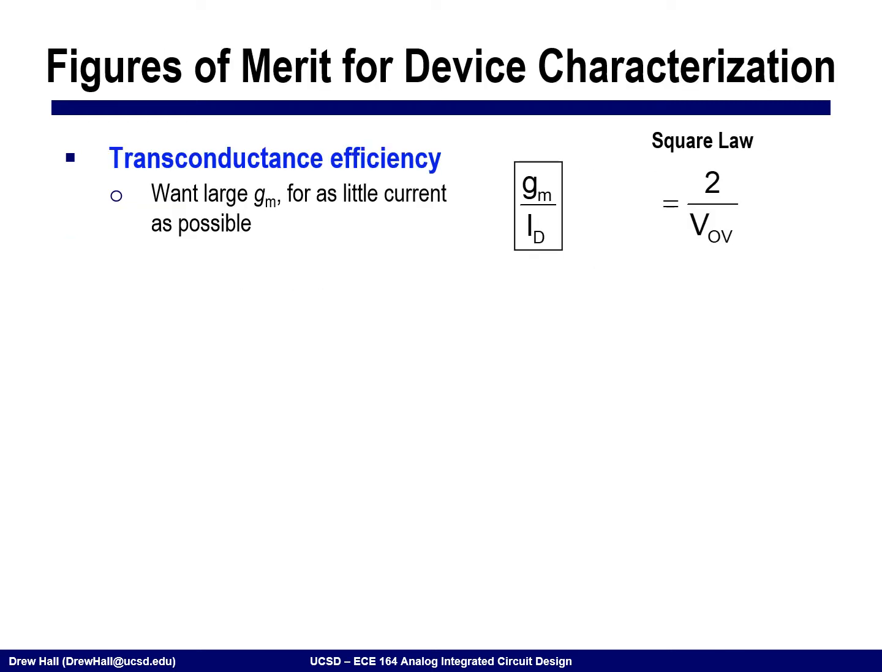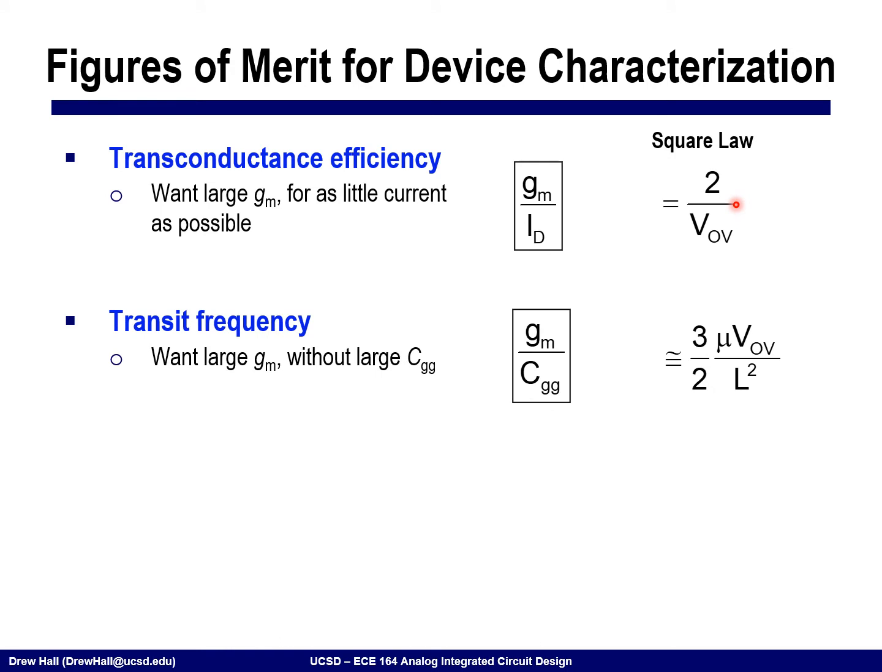In particular, the one that's probably the most common is what's called the transconductance efficiency. In analog circuit design, we often want large transconductance, large GM. The price that we have to pay to get this transconductance, the currency, is current. So it makes sense to look at the transconductance efficiency as the ratio of GM divided by ID. That is what I want and what I have to pay to get it. For a square law model device, this is equal to 2 divided by VOV.